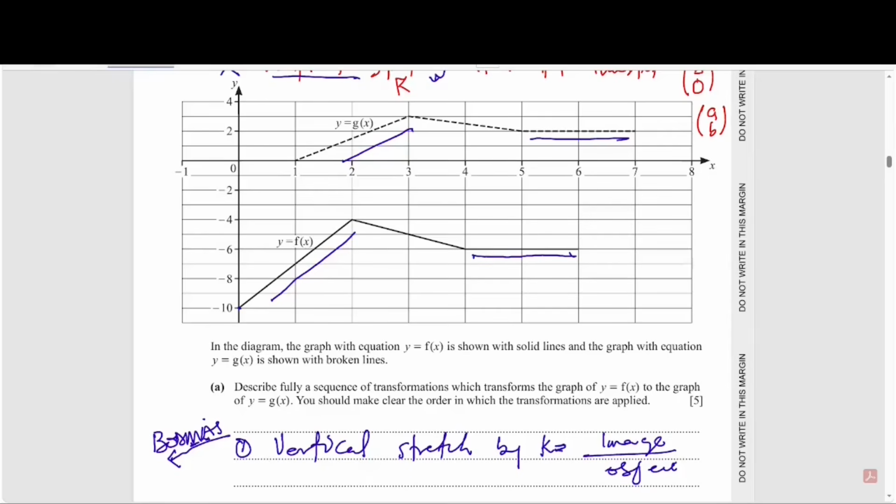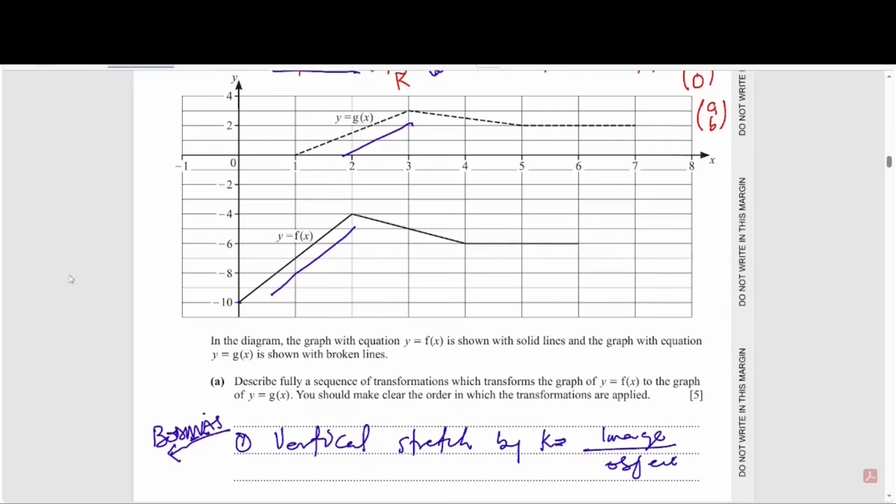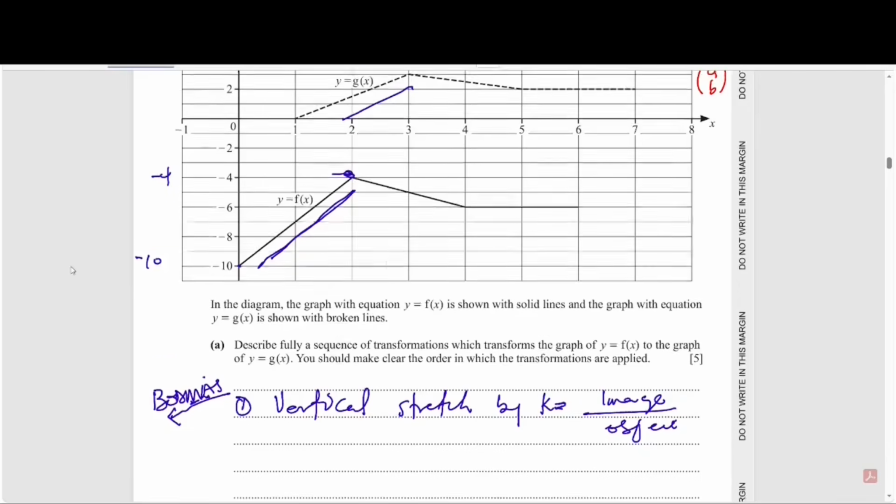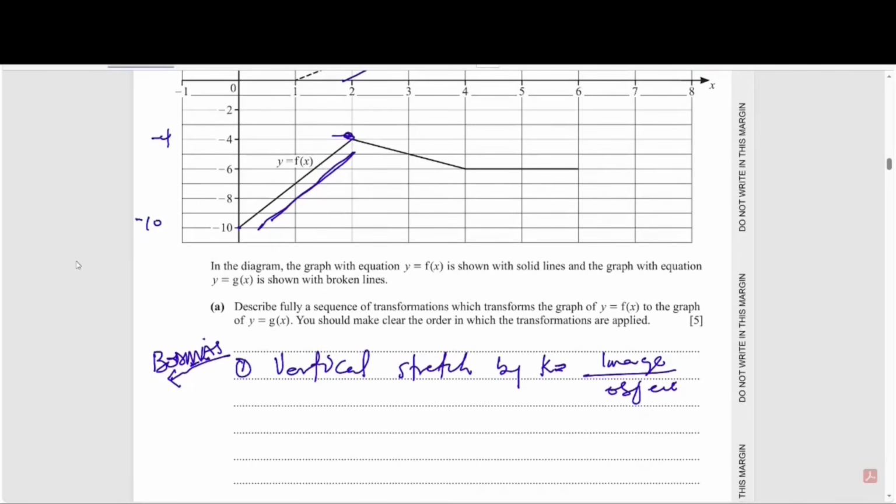And by image over object, I mean we're going to find out how many rows this part covers on the original graph of f of x. So we read it from the vertical axis. From the top here at -4, all the way down to -10, the difference is 6. So we're finding the absolute difference. That is for the object.